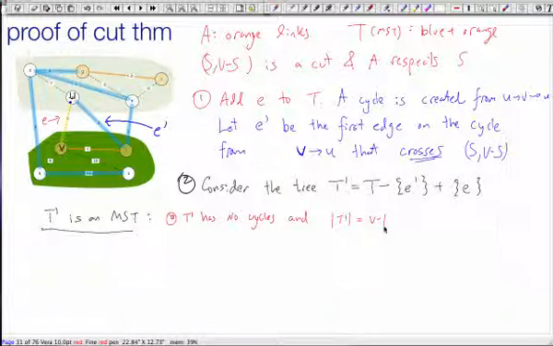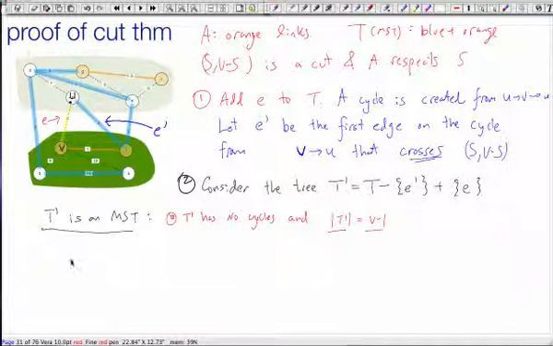First I'm going to argue that it's a spanning tree. Well, first it has no cycles, because when we added that one edge E, that created one cycle, and we broke that cycle. And we also know that the number of edges in T prime is also V minus 1. So it's going to maintain the connectivity. Since it has V minus 1 edges and no cycles, it's still going to be a spanning tree.